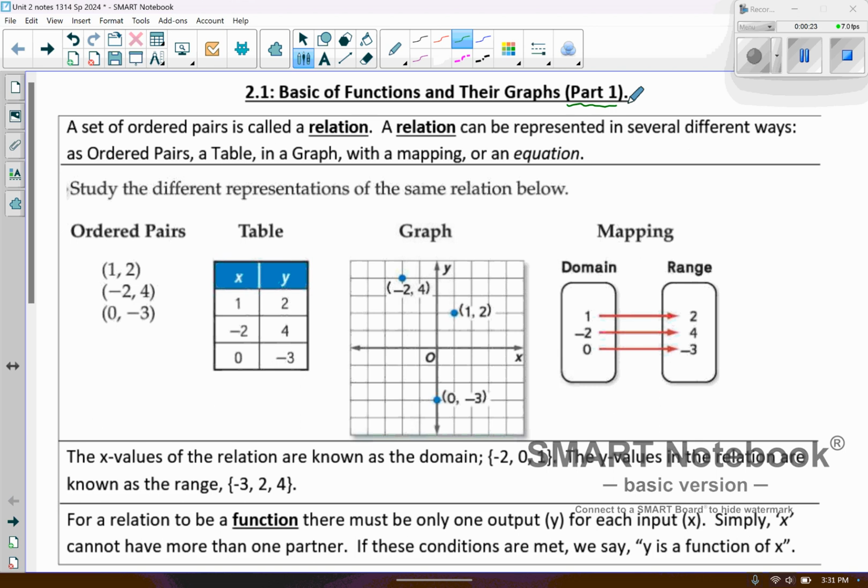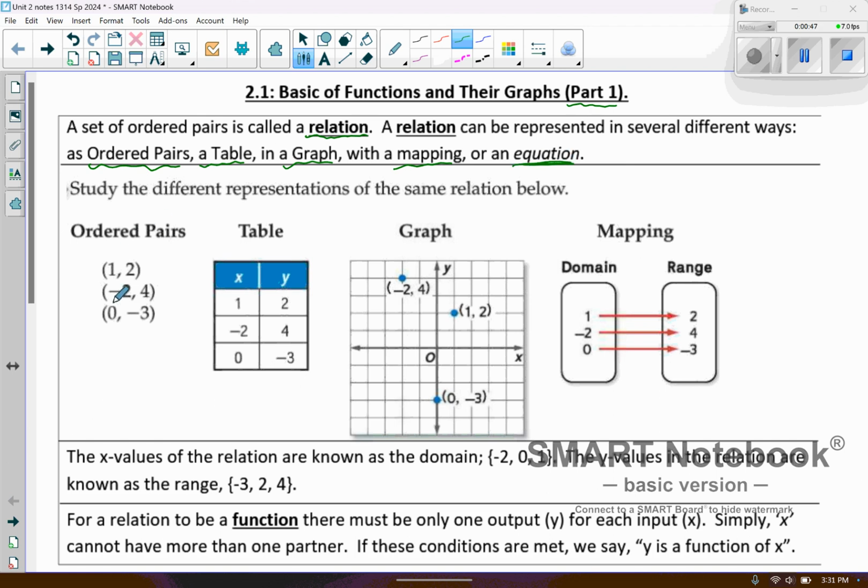So first we're going to define a relation. So a set of ordered pairs is called a relation. A relation can be represented in several different ways. We can use ordered pairs, we can use a table, we can use a graph, and a mapping or an equation. And so here are some examples of that.